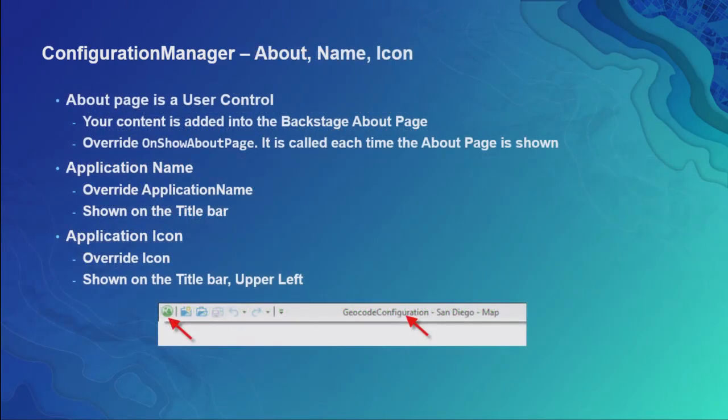About name and icon. So the about page, that's appropriate where you want to put perhaps copyright statement, the name of your organization, whatever information you feel is relevant to be added to the about page of Pro. And you can additionally override the application name that's shown on the toolbar, and then the application icon that's in the upper left. We'll see all of these.